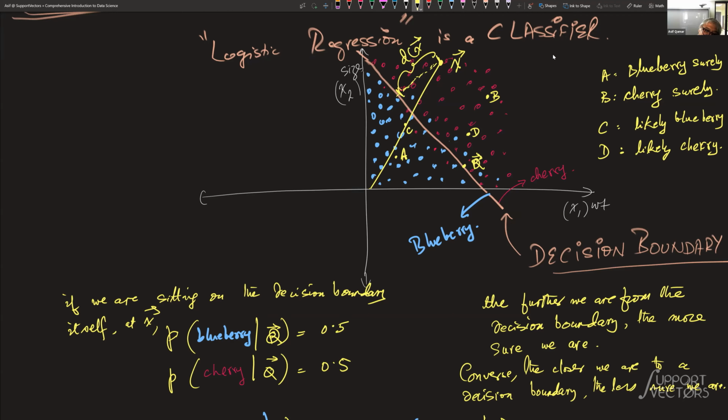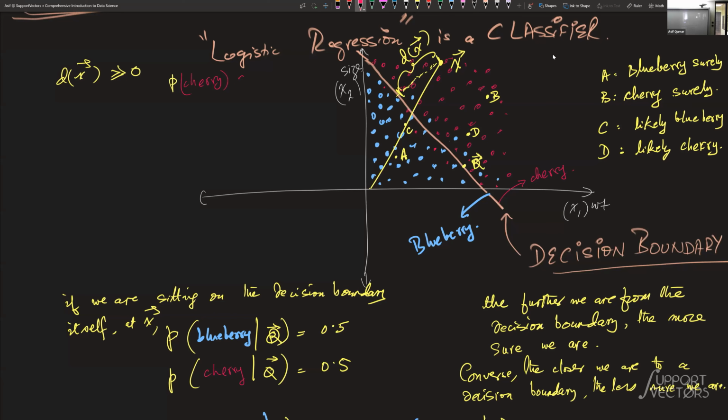Distance of X. This is distance from where? The origin? No, it is the distance from the decision boundary. And now I'm going to say a statement, tell me if it's true. Distance of X greater than 0 means probability of blueberry. Actually, let me change the language. I will look at the probability of the cherry instead, because that will align with the language.